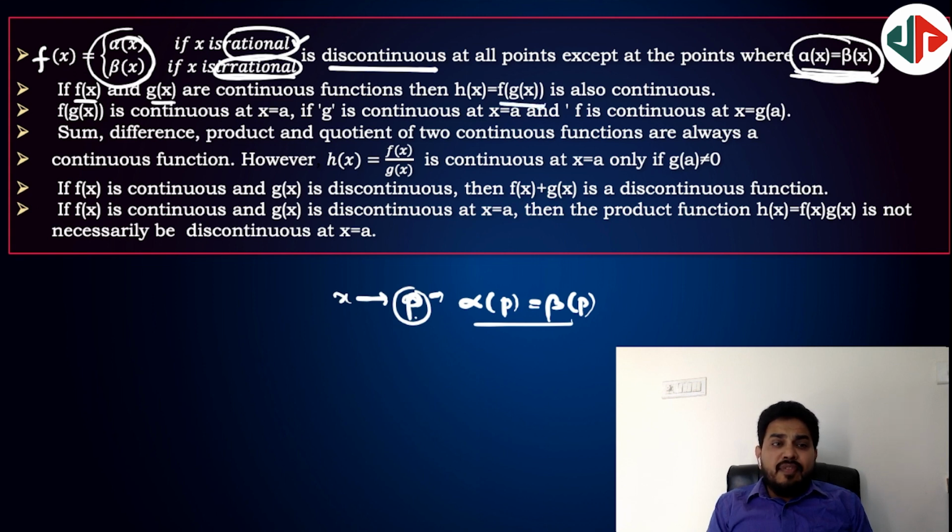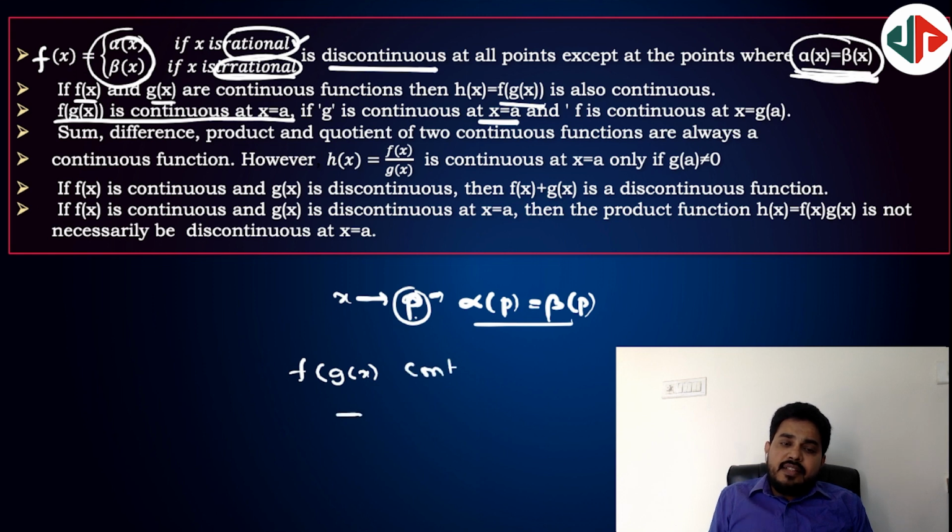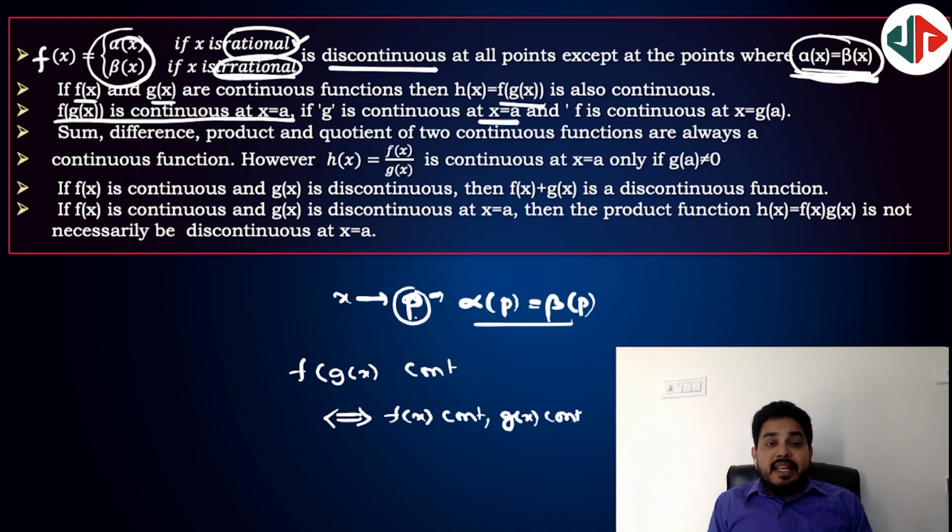And if f of g of x is continuous at x is equal to a, that means g of x is continuous at a, and vice versa is possible. So f of g of x continuous means f of x is continuous and g of x is also continuous. F of x by g of x is continuous provided g of x should not be equal to 0. Where g of x goes to 0, this is discontinuous.